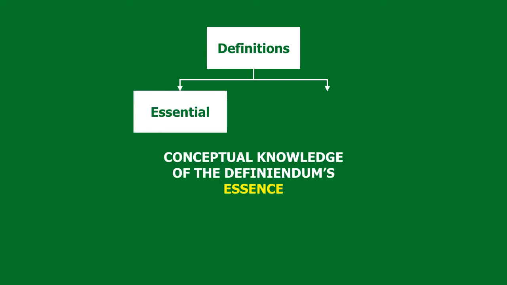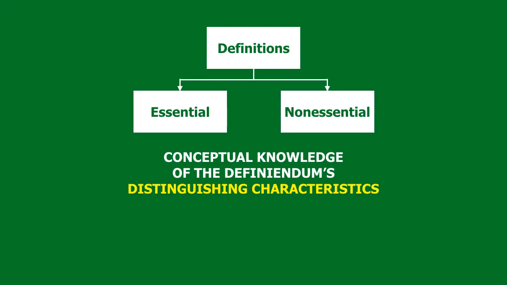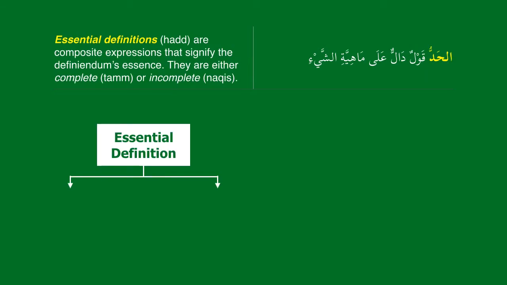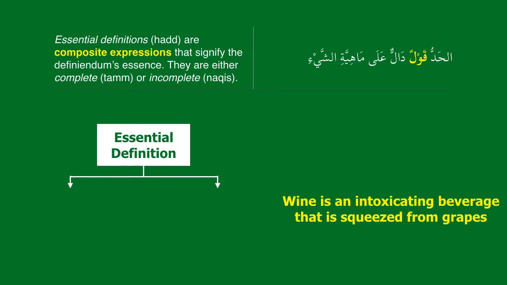The first kind of definition is an essential definition, which gives you conceptual knowledge of the definiendum's essence. And the second is a non-essential definition, which gives you conceptual knowledge of the definiendum's distinguishing characteristics. Let's take them one at a time, beginning with essential definitions. Athiruddin al-Abhari divides essential definitions into two subcategories. He says essential definitions, the Arabic word for an essential definition is had, are composite expressions.